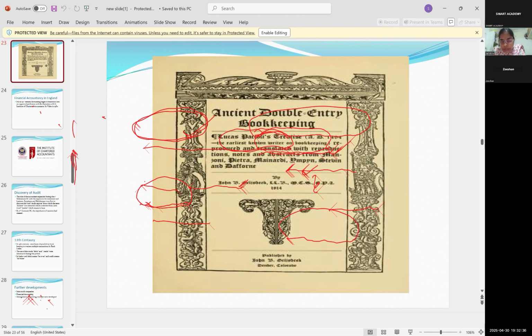Till now, is it clear? Yes, ma'am. Have you understood? Shall I go on? Yes, ma'am. So this is how actually the book what he has written was required.